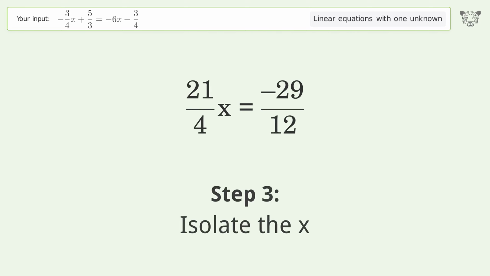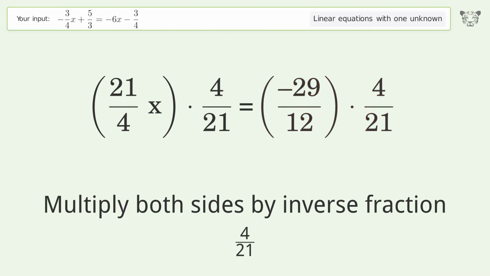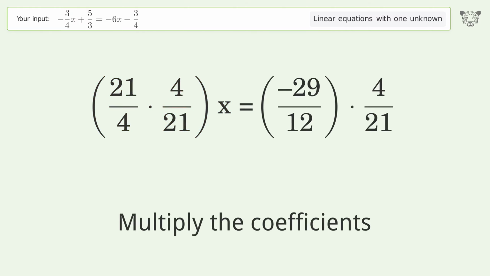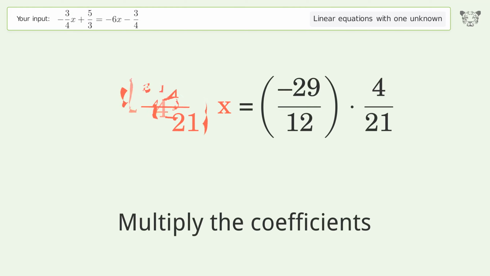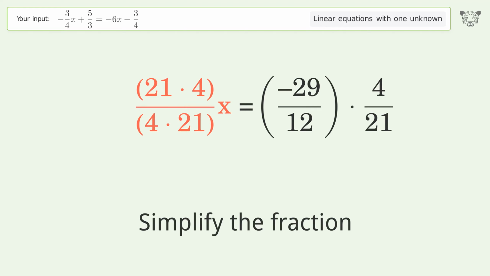Isolate the x. Multiply both sides by inverse fraction 4/21. Group like terms. Multiply the coefficients. Simplify the fraction.